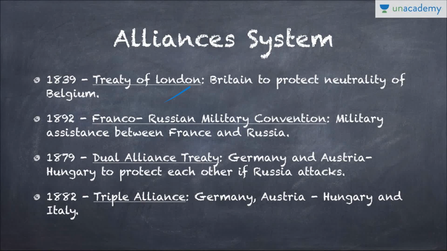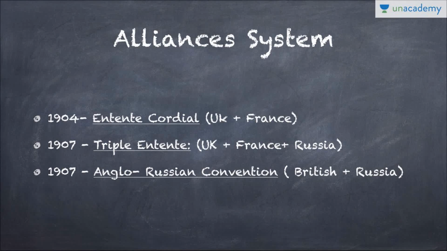So this is Britain, France, and Russia. First of all, Britain and France signed a treaty which is called the Entente Cordiale. Sorry for my pronunciation, I don't know. So the UK plus France signed the Entente Cordiale in 1904. The UK had already sworn to protect Belgium in 1839, and in 1907 you had a triple entente between the UK, France, and Russia. It is called the triple entente because Russia joined as the third member.